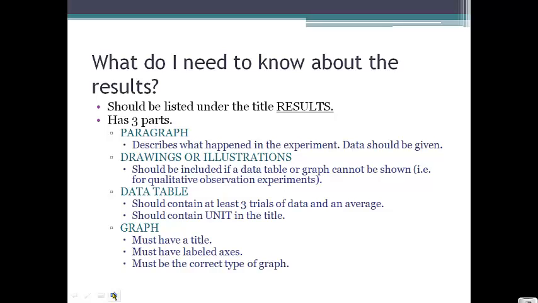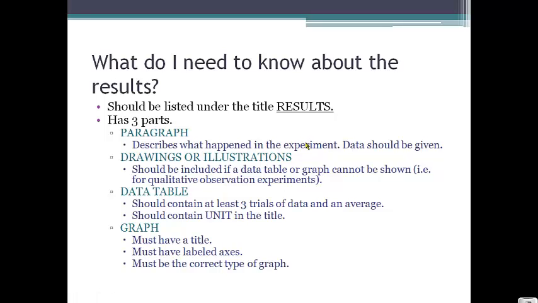When you're done doing your experiment, you're going to write out your results. Okay? Your results go under the title results. Okay? And your results are going to have a couple different things in them. First off, you need to have a paragraph that describes what happened in the experiment. And you should make sure that you give some data, okay, in your paragraph. Again, this is a paragraph, guys. It's not 1 or 2 sentences. It should be 5 to 7 sentences describing what happened.